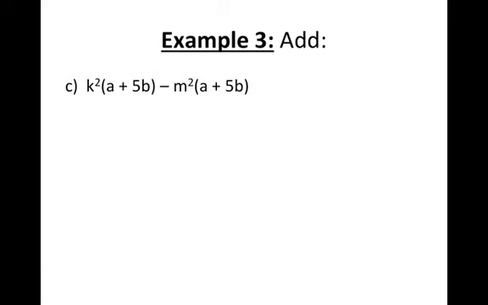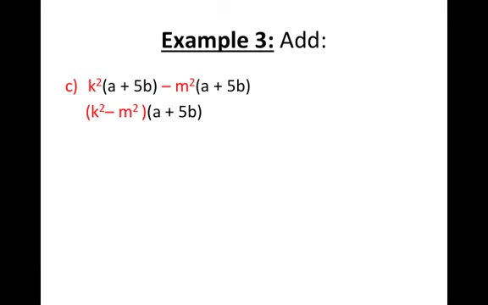All right, we've got k squared times a plus 5b minus m squared times a plus 5b. So I have k squared of these a plus 5b guys, and I'm subtracting from that m squared of these a plus 5b guys. So I'm going to bring the k squared minus m squared out front in parentheses, and then I've got a plus 5b, and then I'm going to FOIL. So let's see, I'm going to have a k squared plus 5bk squared minus am squared minus 5bm squared. And there's no like terms, so we're done.